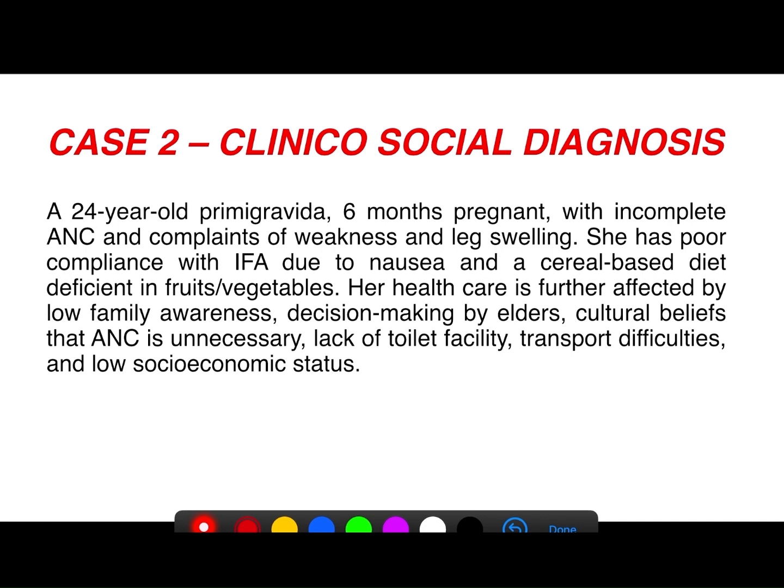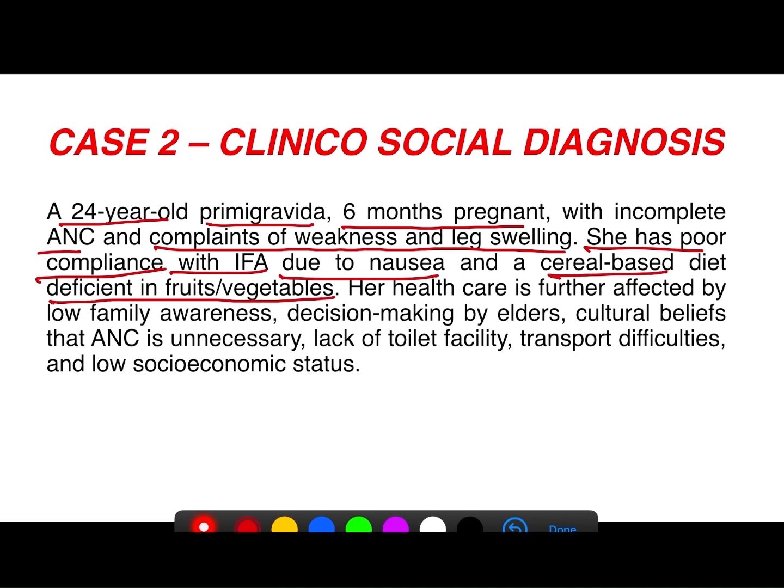So here is how we have framed it: a 24-year-old primigravida who is 6 months pregnant with incomplete ANC, complains of weakness and leg swelling. She has poor compliance with IFA tablets due to nausea, and her diet is cereal based with deficiency of fruits and vegetables. And her healthcare is affected by multiple factors like low family awareness, decision making by elders, cultural beliefs of the family, transport difficulties, and low socioeconomic status that may have implications on further follow-up visits.